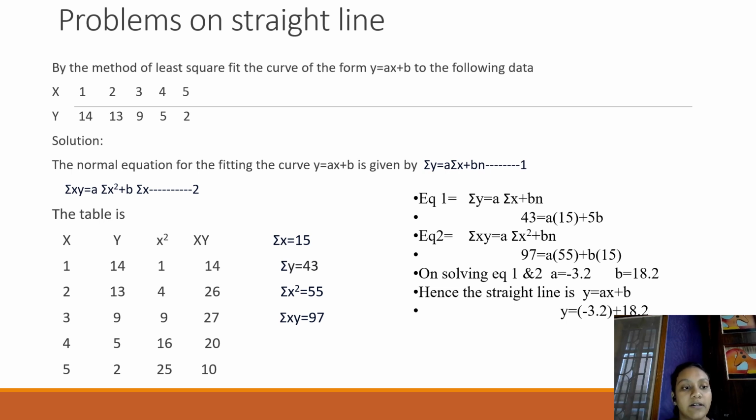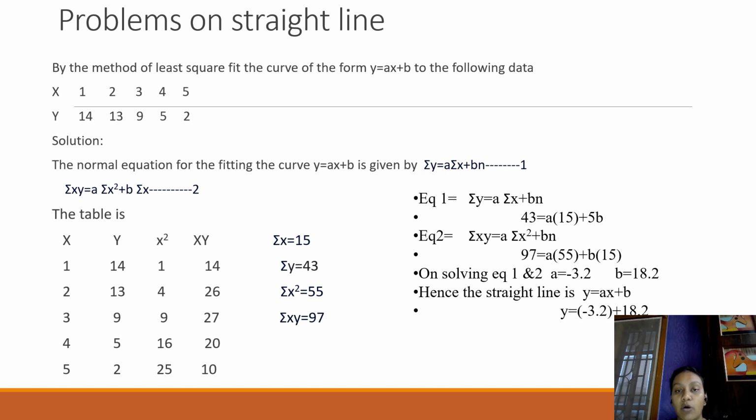Now we are going to write the given x and y values in a table format and find the values of x² and xy. After finding those values, we are going to find the summation of all of them. The summation values are: summation of x = 15, summation of y = 43, summation of x² = 55, and summation of xy = 97.